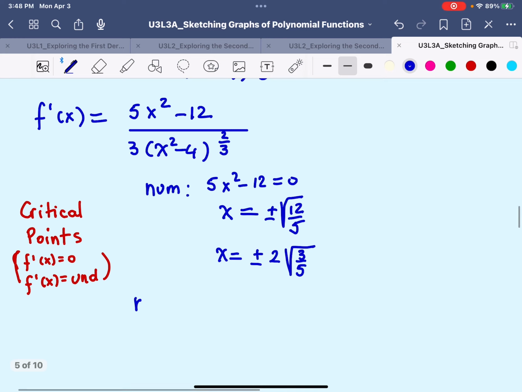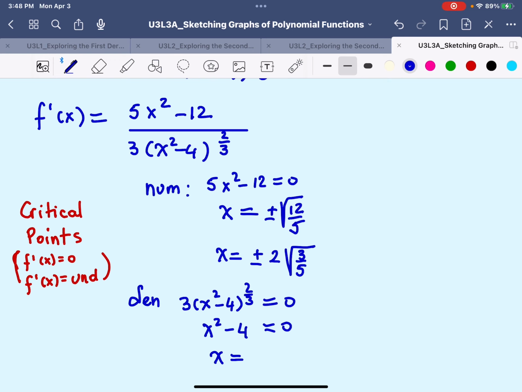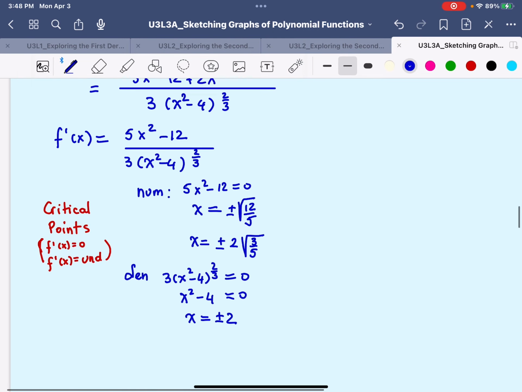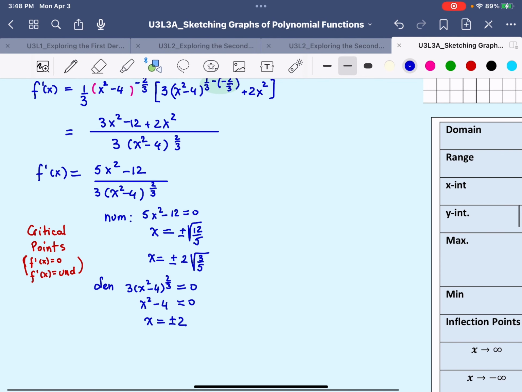In the denominator, we're going to say that we have x squared minus 4. I'm going to take up the whole denominator here, equal to 0, which will happen when x squared minus 4 is 0, which is true at x equals plus or minus 2. So we found 4 critical points here, and we're going to use all 4 critical points to study the sign of the first derivative. We're going to build our chart. We have to place the numbers on the number line.